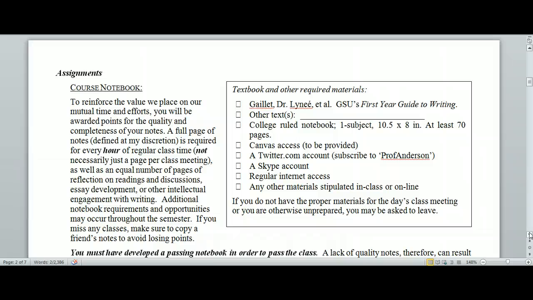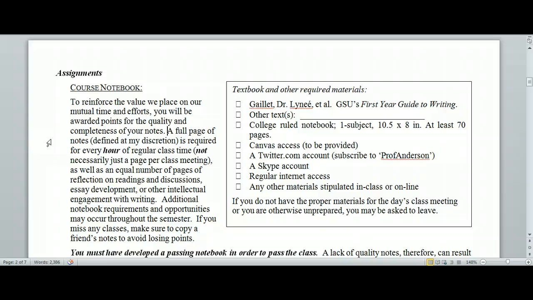So now we move into assignments. One of the things that I commonly do, especially with my composition classes, is I will have a course notebook. And this, again, may have changed by the time you see this, but I want to go through this blurb here specifically because I want you to know how the course notebook works, because there are certain things that need to be paid attention to. So if we scroll down a bit, a full page of notes is required for every hour of regular class time, not necessarily just a page per class meeting.